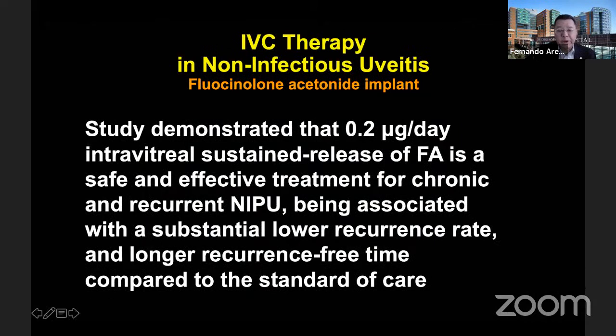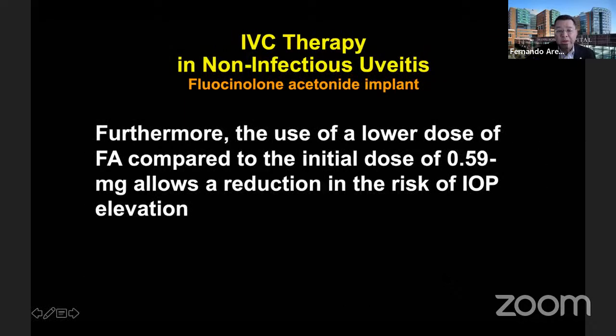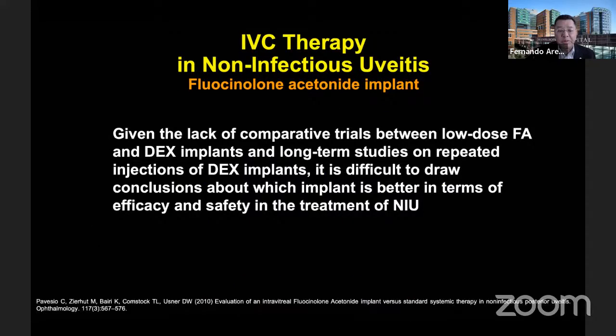The study demonstrated that 0.2 microgram per day intravitreal sustained release of fluocinolone acetonide is a safe and effective treatment for chronic and recurrent non-infectious posterior uveitis, being associated with a substantially lower recurrence rate and longer duration of free time compared to the standard of care. In addition, the use of a lower dose of fluocinolone acetonide compared to the dose of Retisert of 0.59 milligrams allows a reduction in the risk of IOP elevation.